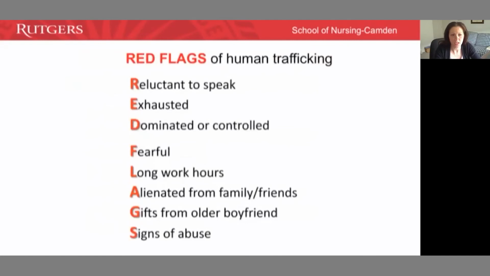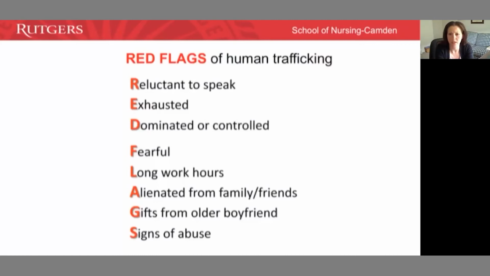This is just a list of red flags that are identified not only in the healthcare setting, but just in any setting. People who are reluctant to speak to you, who seem exhausted, who once had energy, who seem as if they've been dominated or controlled, or seem as if they're in a dominating or controlling relationship with someone, who have fear or are fearful, who maybe work long hours, in the example of the human traffickers, the workers in the fields that Renee discussed when she discussed the slide on the Northeast Corridor in New Jersey.